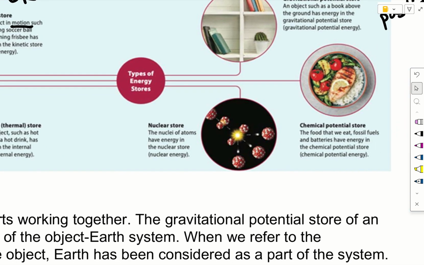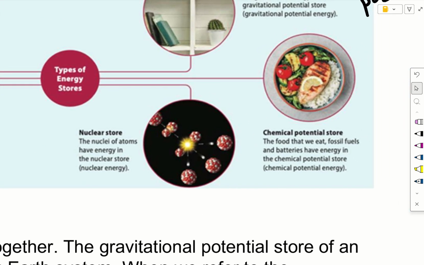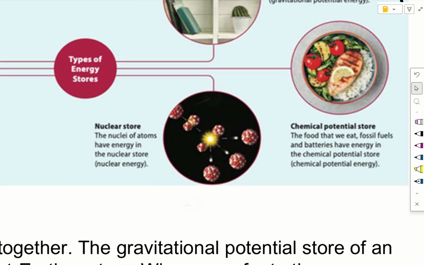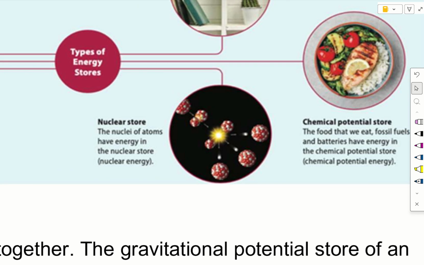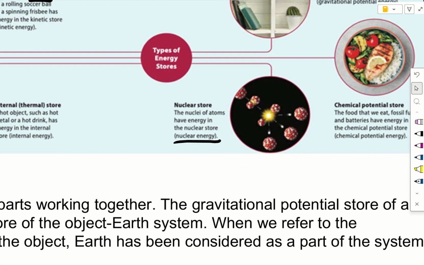Then we have the chemical potential store. It comes from the food that we eat. Fossil fuels and batteries have energy in a chemical potential store. And lastly, we have the nuclear store. The nuclei of atoms have energy in the nuclear store. Nuclear energy will be covered in Sec 4.